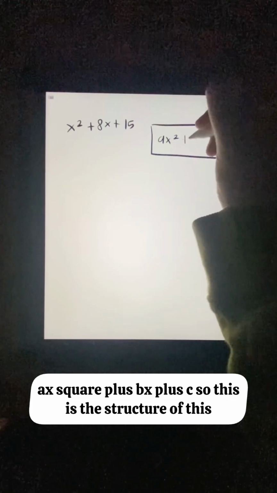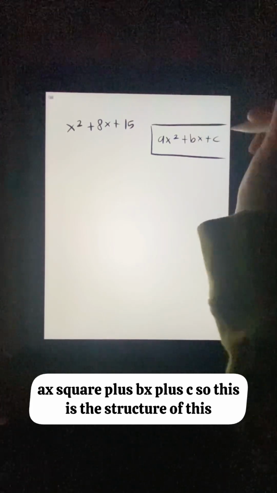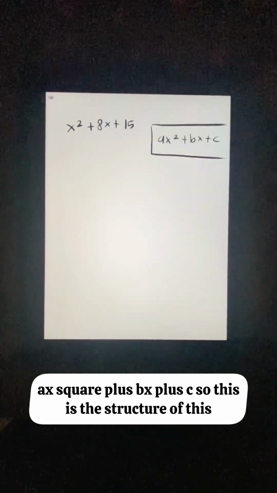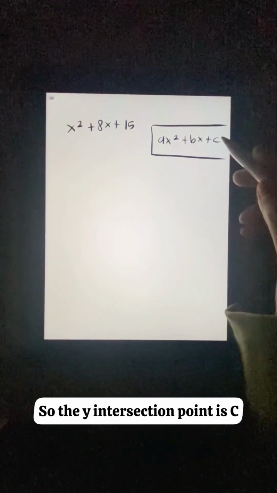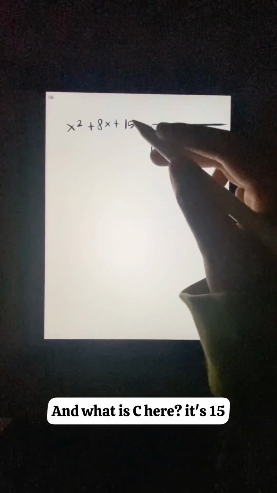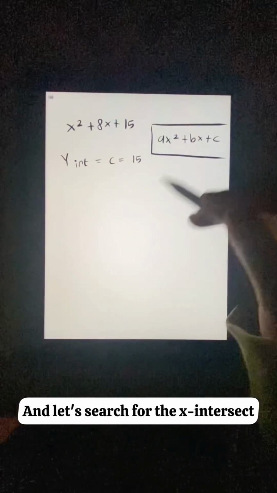ax squared plus bx plus c. So this is the structure of this. So the y-intersection point is c. And what is c here? It's 15. So y-intersect equals c equals 15. And let's search for the x-intersect.